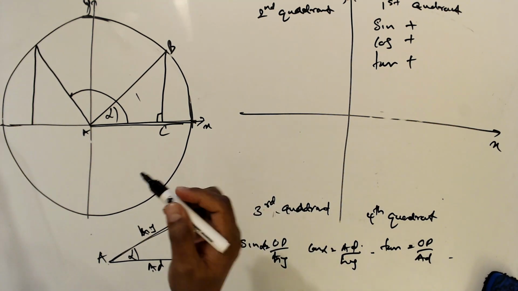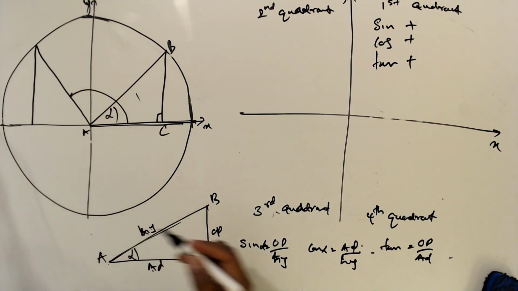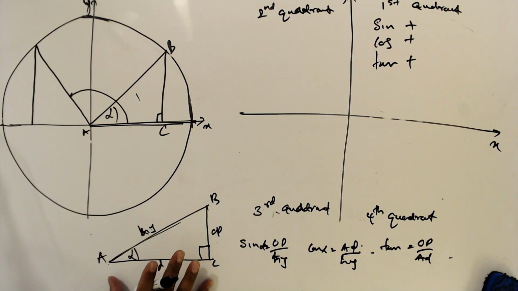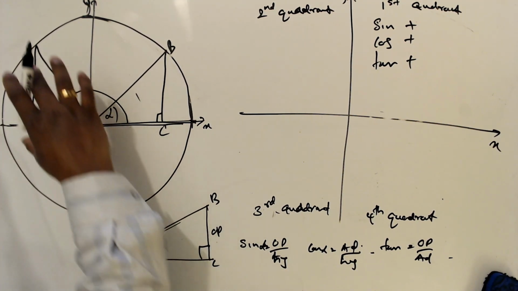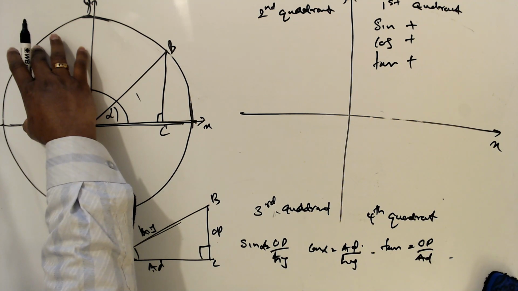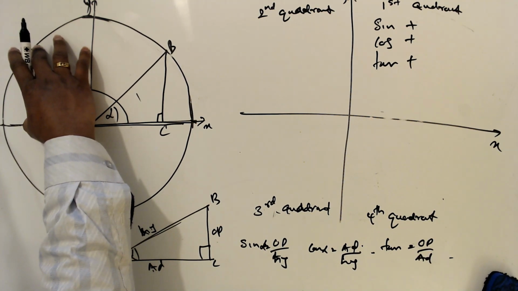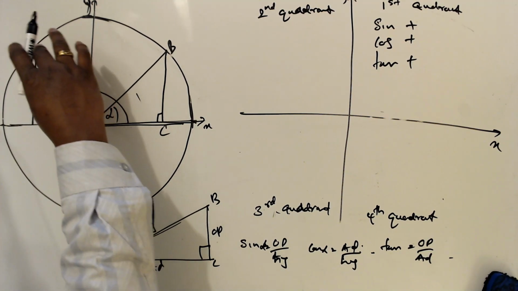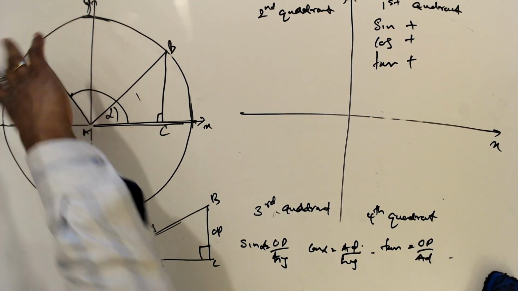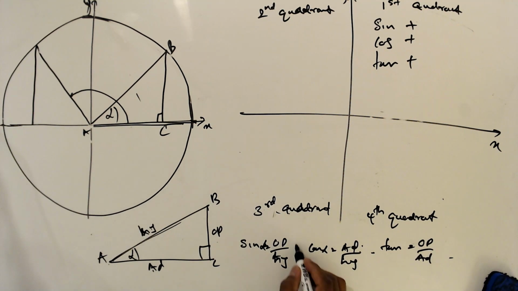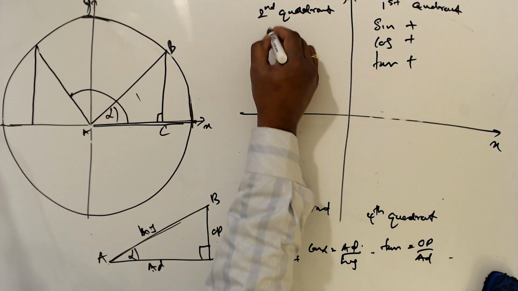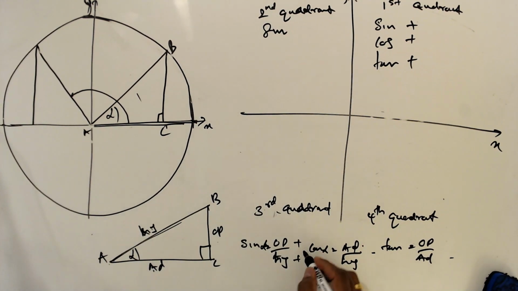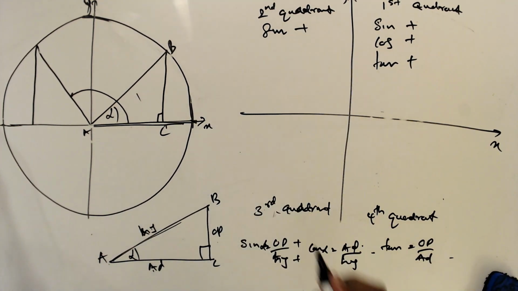Now you can see that sine means opposite divided by adjacent. Now this is the opposite. So opposite is positive because it is above the x-axis, and this is the radius, always positive. So positive divided by positive. So sine is positive divided by positive, which is positive.